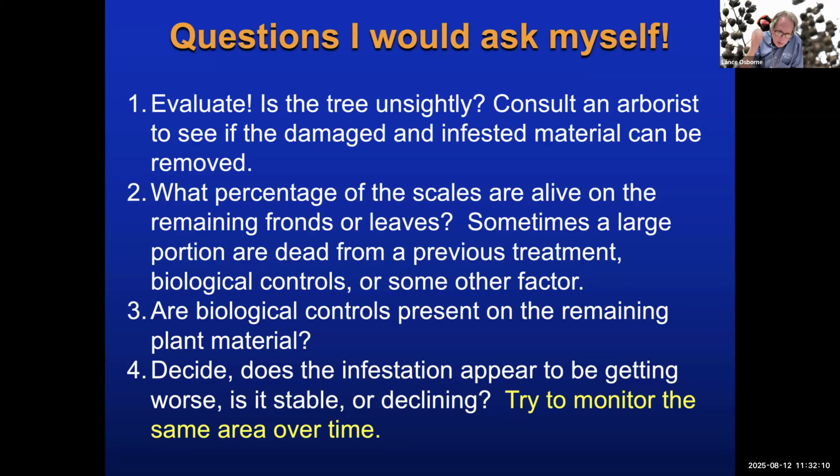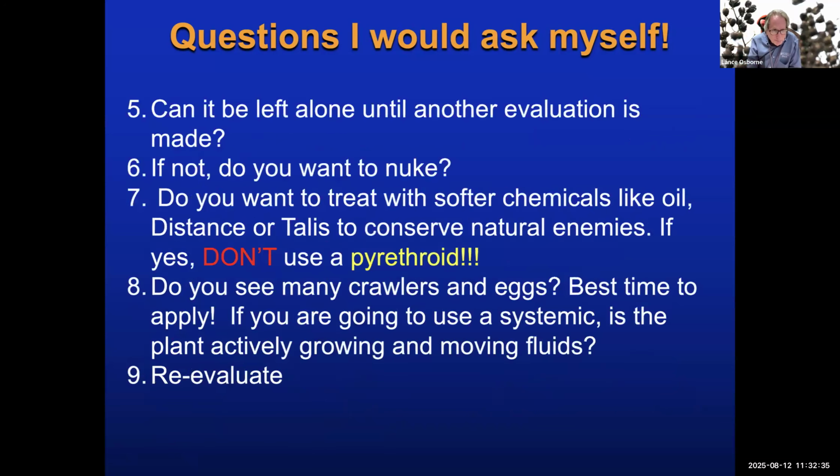Does the infestation seem to be getting worse? Is it stable? Or is the population declining? You try to monitor this with either the sticky tape, or look at the same fronds or same plant material over time, so you have an idea whether it's increasing, decreasing, or staying the same. Can it be left alone until another evaluation is made? Don't need to make the decision today. Can I wait?